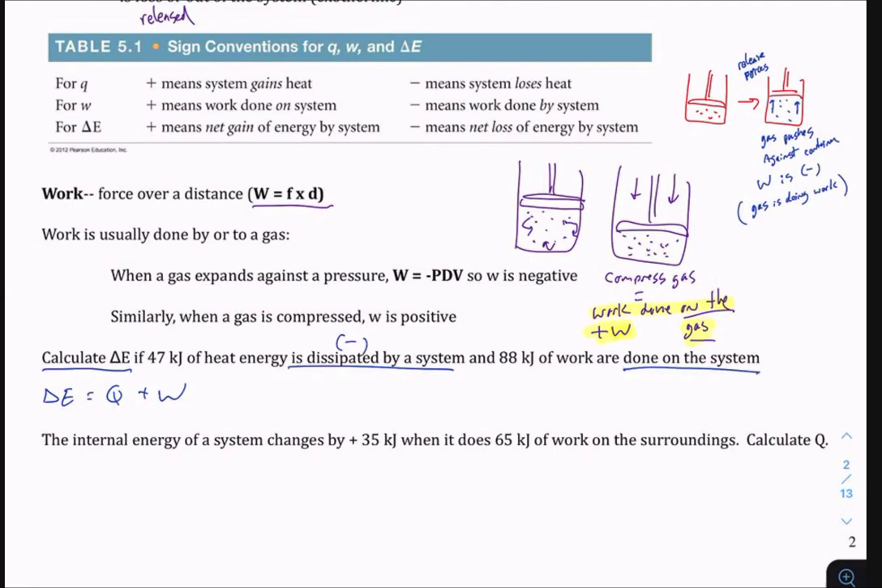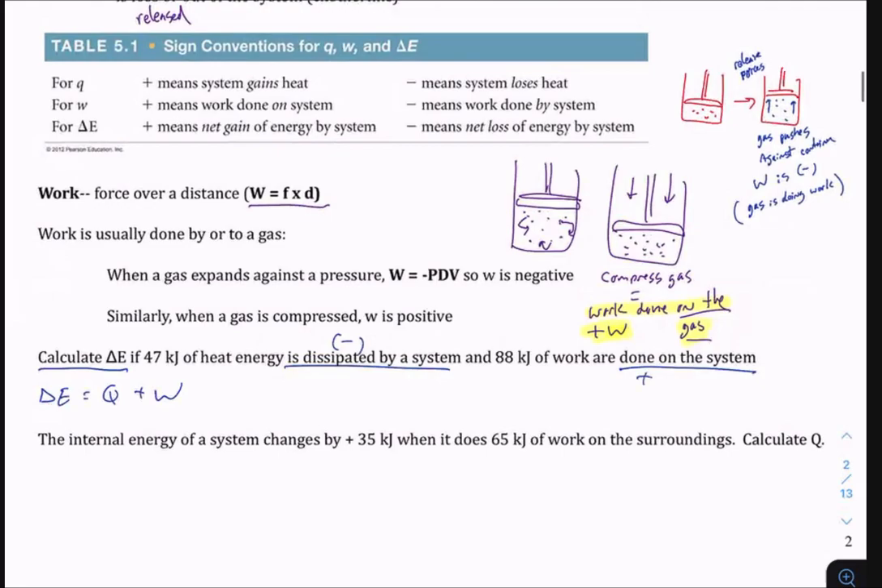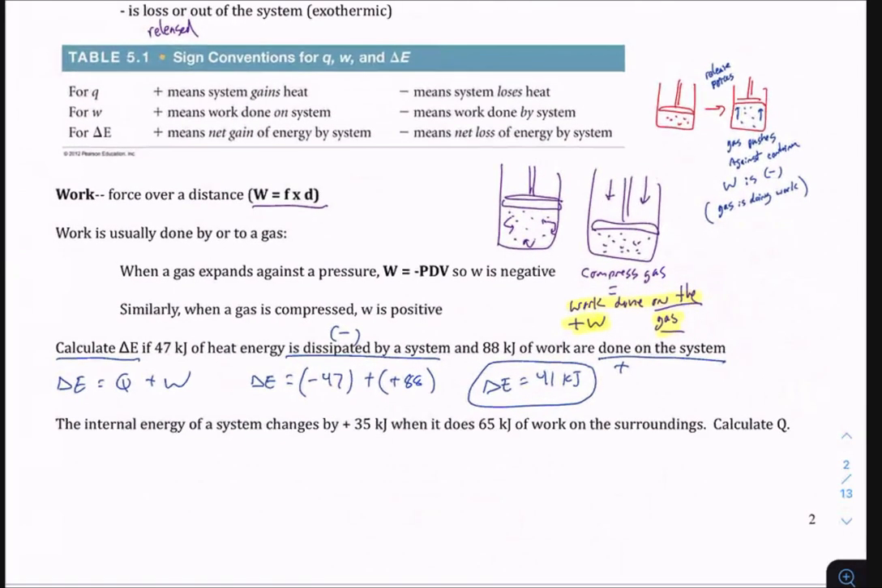So something's pushing down on this system. Is that positive or negative for the work? That is positive. So just put the signs in the right places. The delta E is going to be negative 47 plus a positive 88. I use extra parentheses here just for complete separation to show what the charges are. So what is the net change of internal energy for this system? 41. Okay, try the second one yourself.